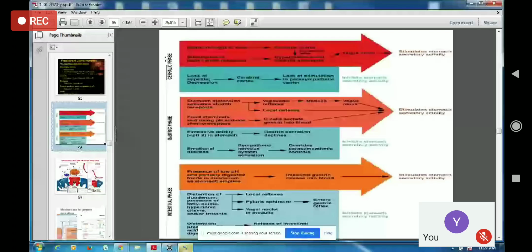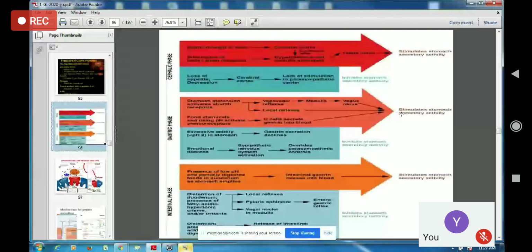It causes vagus nerve stimulation. Okay, and because of the vagus nerve stimulation, the food is there in the mouth, in the oral cavity. It is being chewed, the mastication process is occurring, but since the vagus nerve is already stimulated, it will cause gastric HCl secretion in the stomach. Though the food is in the mouth, there will be HCl secretion in the stomach. Okay, that is called cephalic phase of HCl secretion.